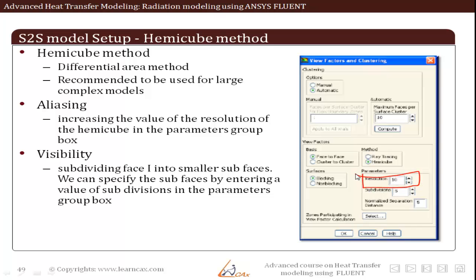Second basis is the visibility. The visibility between any two faces does not change. In some cases, the face I has a complete view of the face K from its centroid, but some other face J occludes much of the face K from the face I. In such a case, the Hemicube method will always overestimate the view factor between face I and the face K, since it is calculated from the centroid of the face I.